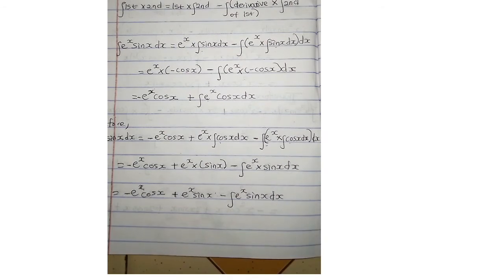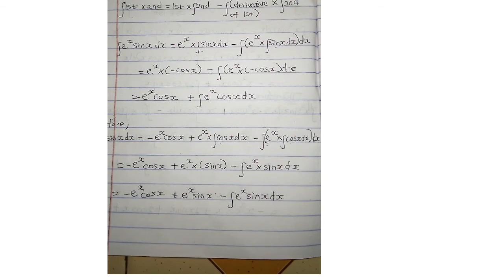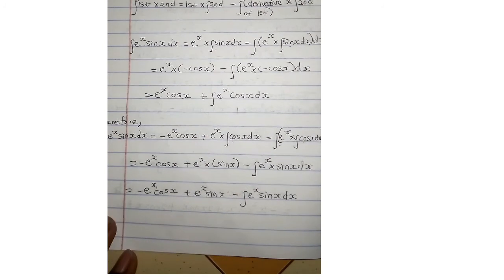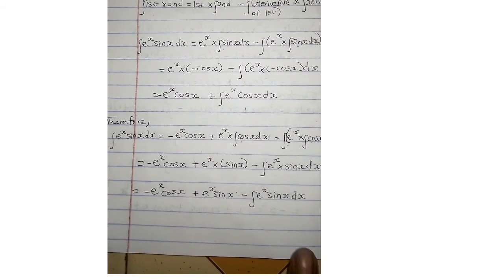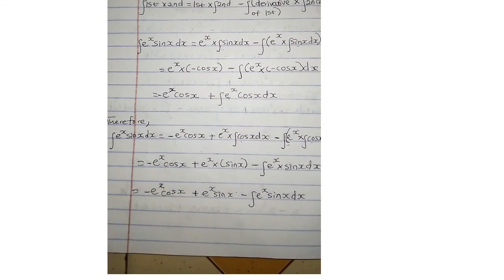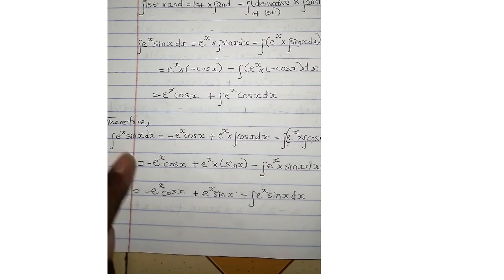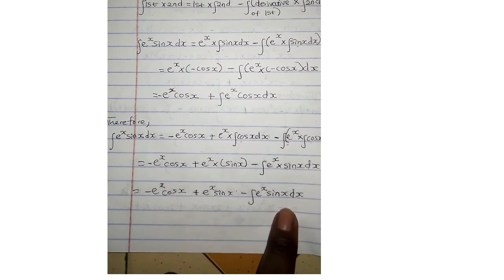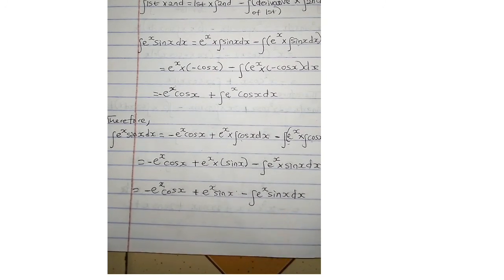Now, looking at this function where we have another integral, another product function rather, if you take a look at this, the second function is the same thing as the original function given to us. Take a look at this. There's the original function given to us, and now we are having the same function here. So what we're going to do is collect like terms, which is bringing the integral to one side and bringing the function without an integral to the other side.